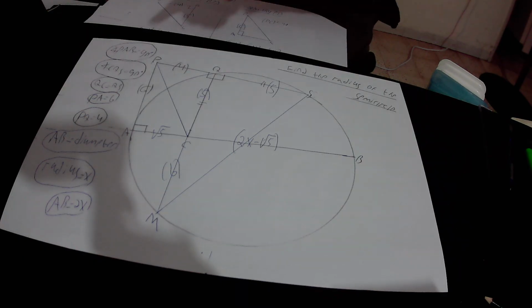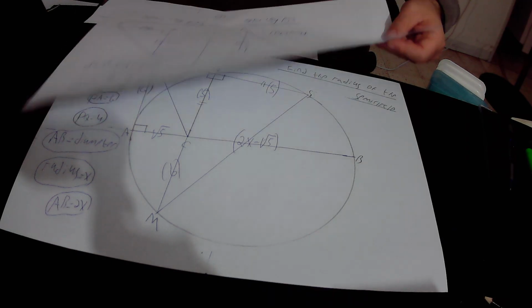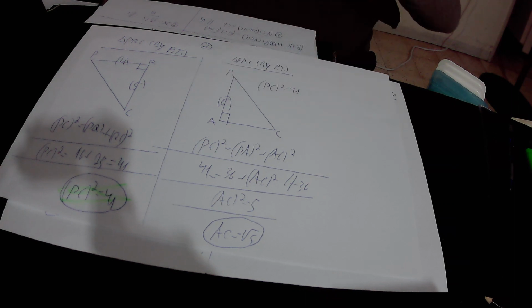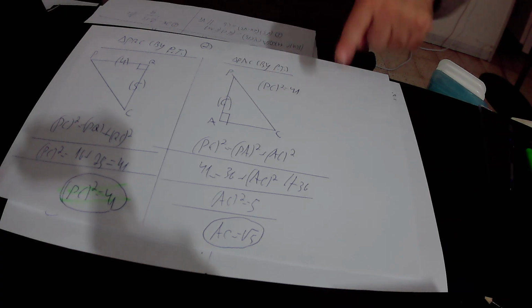Then I copied the right triangle PAC here, and we implemented the Pythagoras theorem in this right triangle PAC. Side PA equals 6 units according to what is given in the question. This is the right triangle PAC that is copied from the original domain. We just found out that PC squared equals 41. So in this right triangle PAC, by the Pythagoras theorem, PC squared equals PA squared plus AC squared.